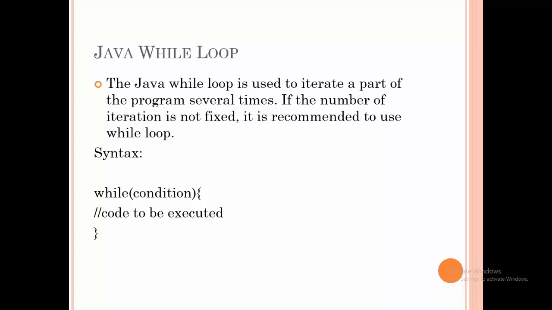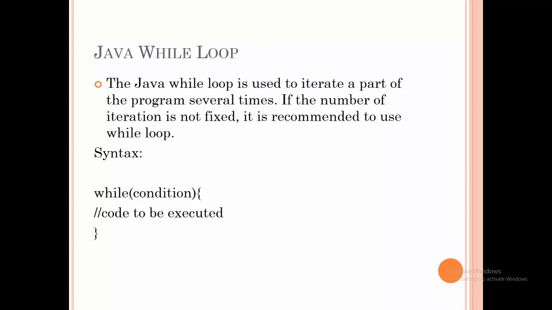So we know what looping statements are used for. The looping statement is used to iterate a block of code a number of times. The Java while loop is used to iterate a part of the program several times. If the number of iterations is fixed, we will be using a for loop. If it is not fixed, it is recommended to use a while loop.